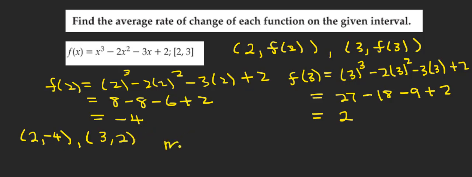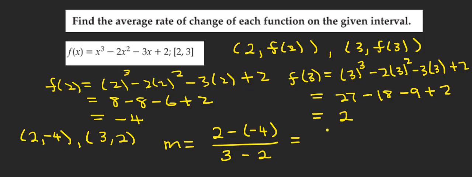So what is the slope? What is the average rate of change of these 2 points? It's going to be 2 minus negative 4 over 3 minus 2, which is going to be 6 over 1, therefore it is 6. So the average rate of change of this function from 2 to 3 will be 6. In other words, the slope of a line going through these 2 points is 6.